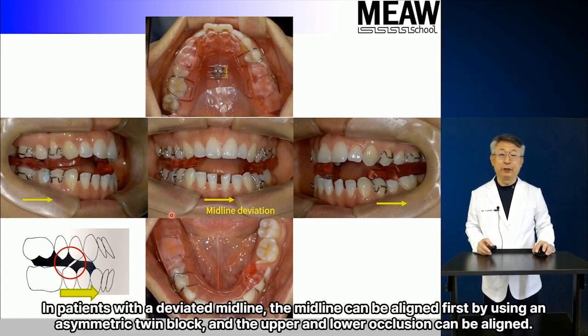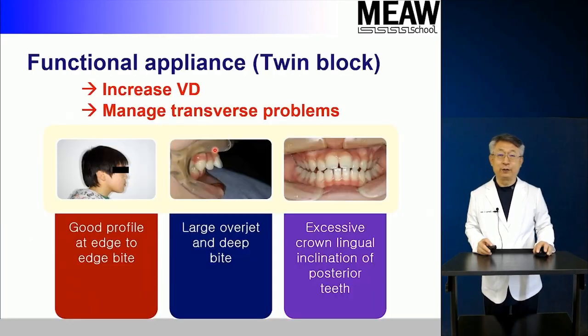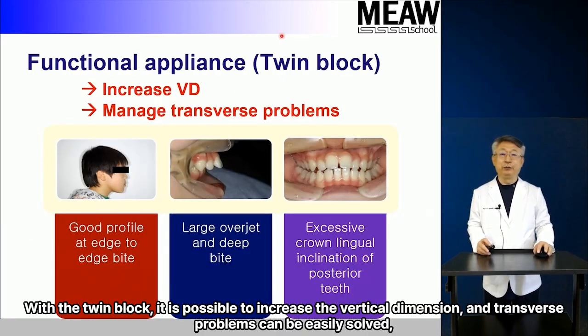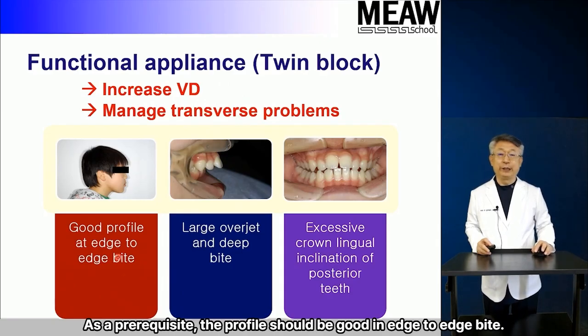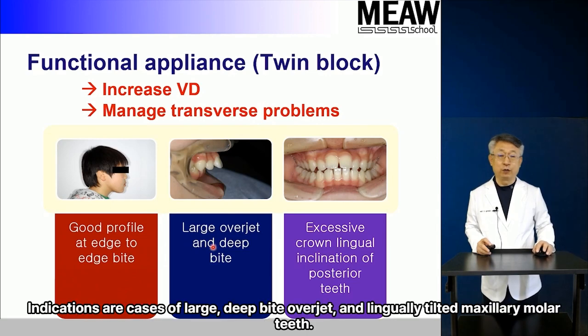In patients with a deviated midline, the midline can be aligned first by using an asymmetric twin block, and the upper and lower occlusion can be aligned. With the twin block, it is possible to increase the vertical dimension, and transverse problems can be easily solved, especially when the maxilla or mandible is narrow. As a prerequisite, the profile should be good in edge-to-edge bite. Indications are cases of large, deep bite overjet and lingually tilted maxillary molar teeth.